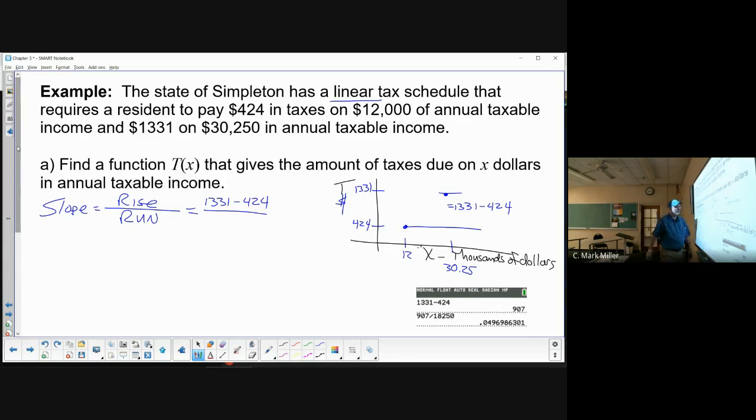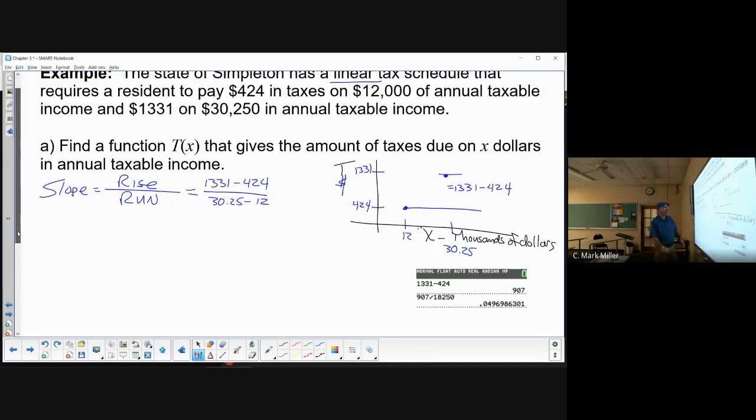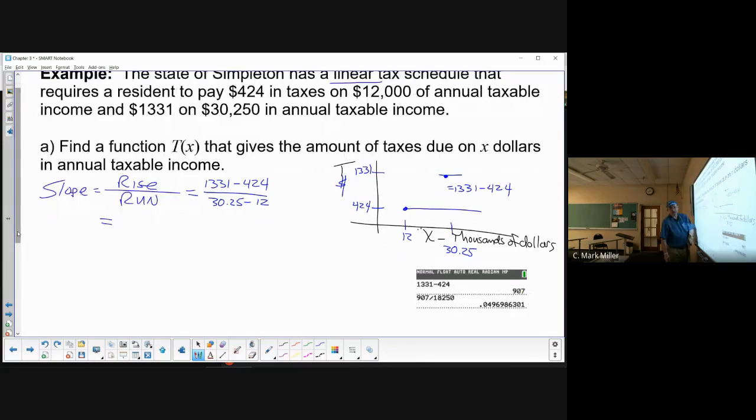Divided by the run. The run is going to be 30.25 in thousands minus 12, which is 18.25. And you got the numbers over there. It's 907 divided by 18.25. And I actually, excuse me, I actually changed the units in my example here, but I did not change the units on this calculation.